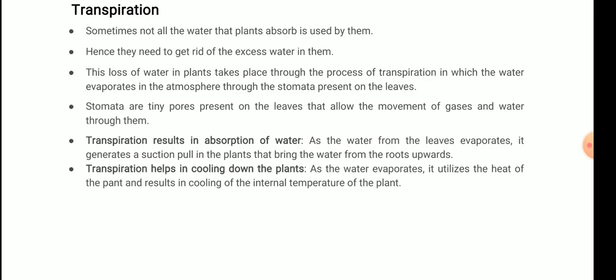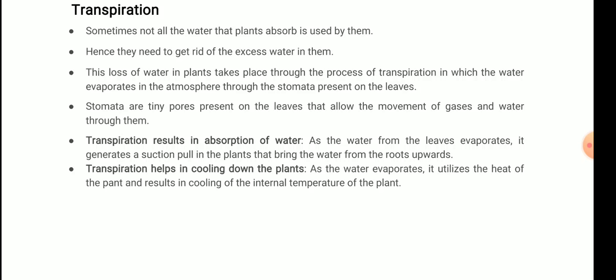Next, transpiration helps in cooling down the plants. Now everyone knows that evaporation leads to cooling. So as the water evaporates, it utilizes the heat of the plant and results in cooling of the internal temperature of the plant. So transpiration also helps in cooling down the plants.